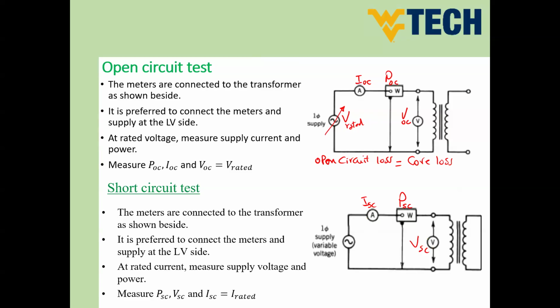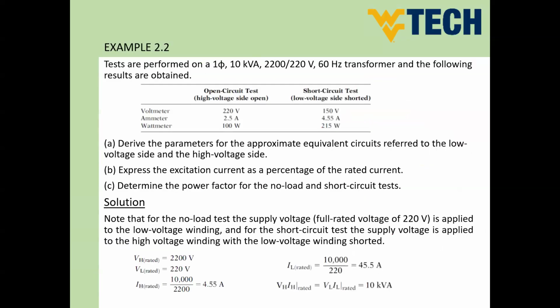Okay, guys? So this is the open circuit and short circuit test. After doing that, you can have the values in order to calculate the parameters. Here is an example, guys. How can we use the values of the test in order to calculate the parameters?